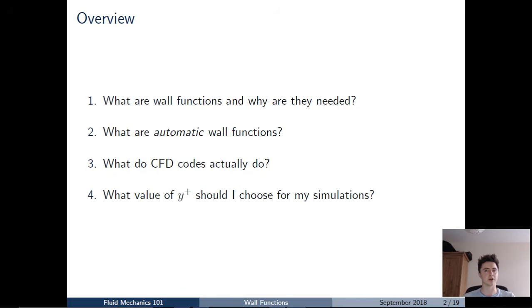So just to give an overview of what I'm going to talk about, I'm going to talk about the background for what wall functions are, why they're needed in CFD codes. I'm then going to touch briefly on what are automatic wall functions and what is automatic wall treatment. And then we're going to dive in behind the scenes a little bit to look at what CFD codes actually do. And then to wrap up and finish up, we're just going to look at what values of y+ should you be using in your CFD simulations to get the best results.